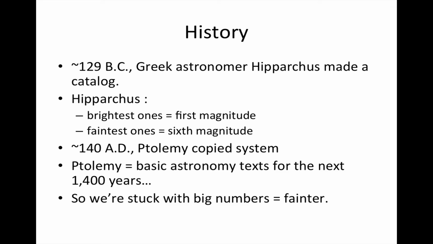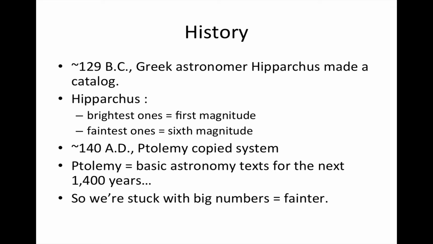About 130 BC, a Greek astronomer by the name of Hipparchus made the first catalog that we know of the stars. And he called the brightest ones first magnitude and the faintest ones sixth magnitude. Some couple hundred years later, in 140 AD, Ptolemy copied this system, and then his books became the basic text for studying astronomy for the next 1400 years. So we're kind of stuck with the system. It is what it is. Faint ones are big numbers and bright ones are small numbers.